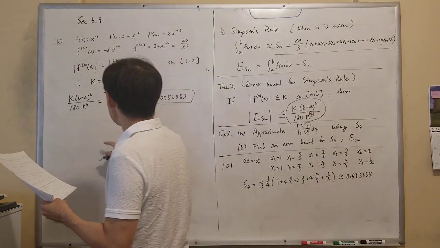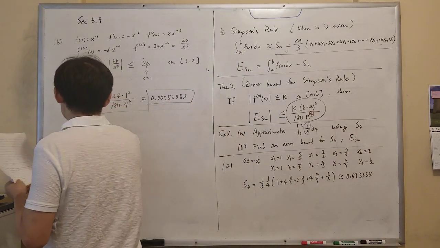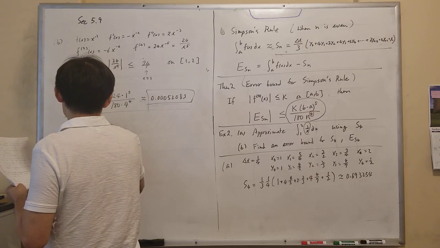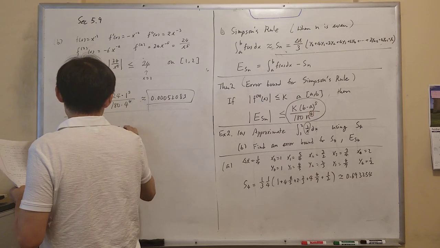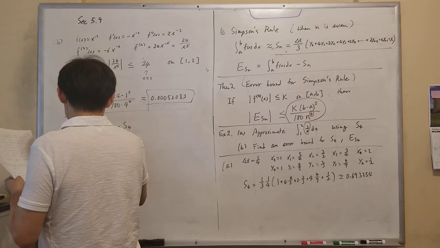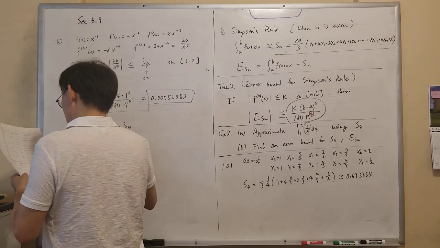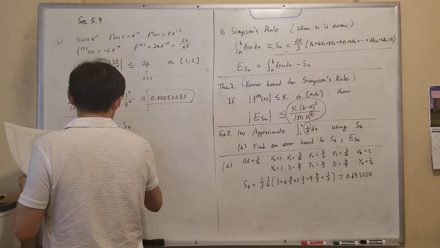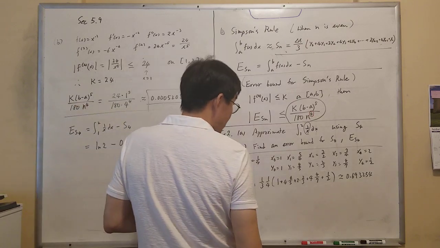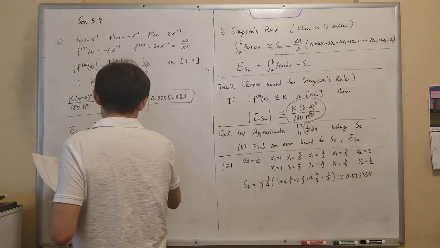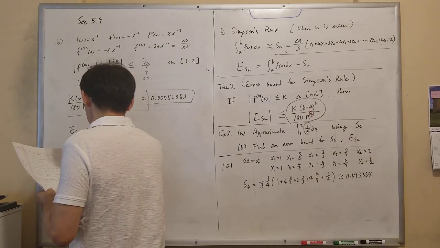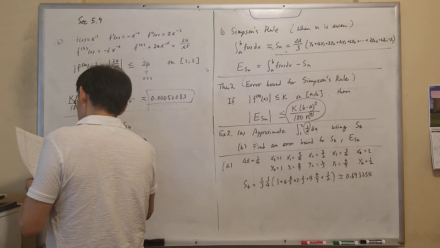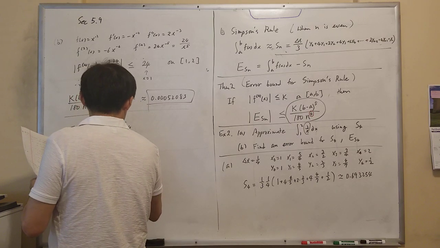What is the actual error? The integral from 1 to 2 of 1 over x dx minus S4. The actual value is ln of 2, minus 0.693154, which is around 0.000107.